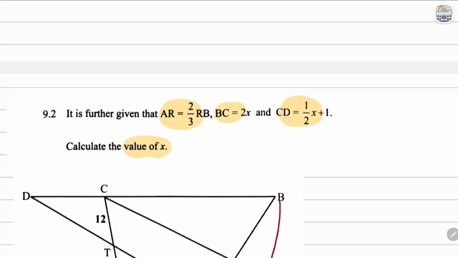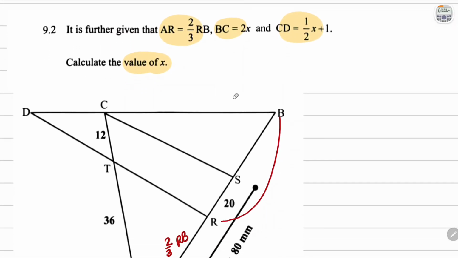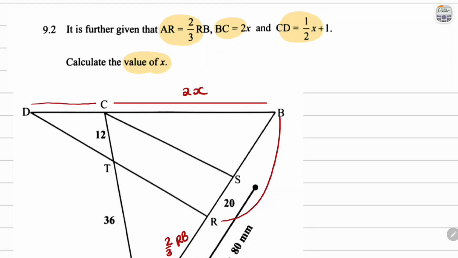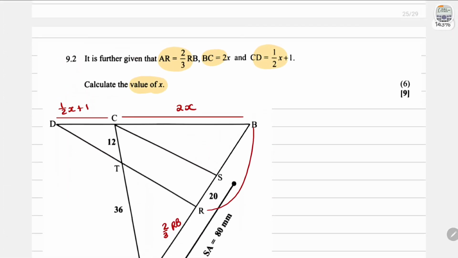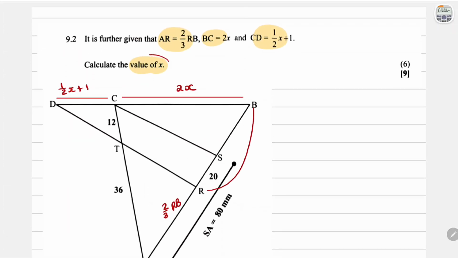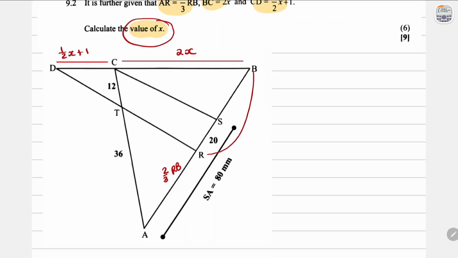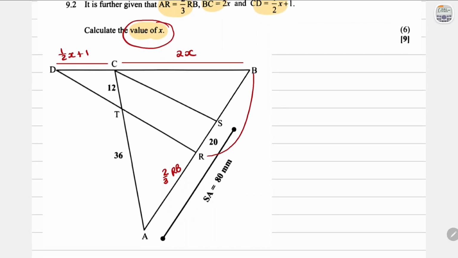Okay, and then they tell us that BC is 2x. BC, so here to here, is just 2x. And then CD is a half x plus 1. So half of that length plus 1. 1 over 2x plus 1. Okay. So since we know all of that, the question is you need to solve for x, so find the value of x.